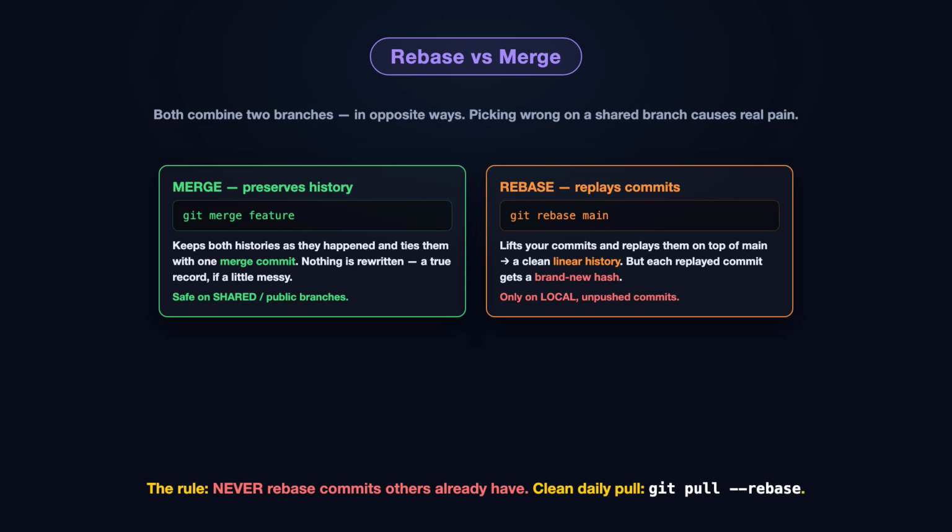So the golden rule is simple, and it is the one thing to remember from this whole chapter: never rebase commits that other people already have. Rebase your own local, unpushed work to tidy it up before you share it, merge when the branch is already public. And for a clean everyday pull without noisy merge commits, git pull --rebase gives you the tidy version of the daily pull.